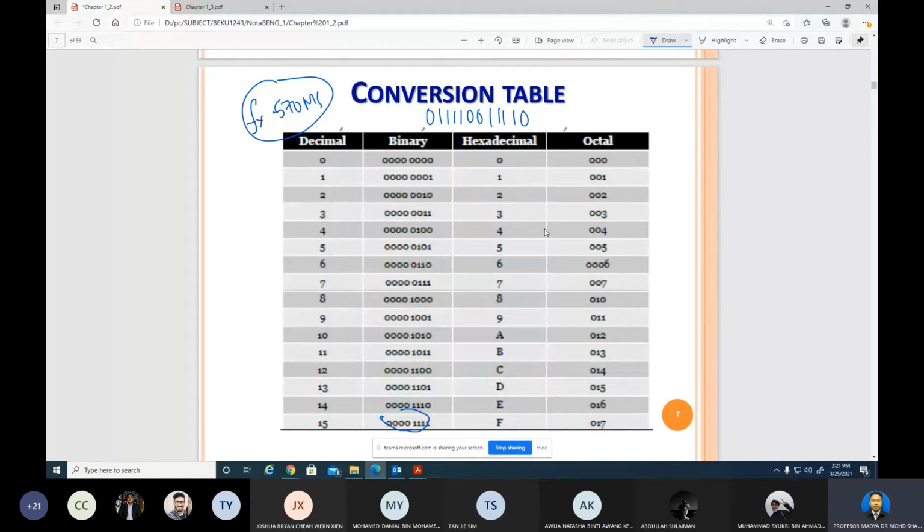So maybe I just refresh. Maybe some of you don't remember how to use your calculator to convert from decimal to binary, decimal to hexa, decimal to octal. Just a refresh, before we go for manual converting using the techniques to convert from decimal to binary, decimal to hexa, and so on.